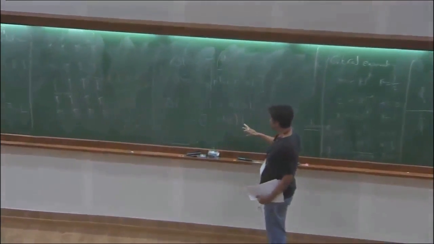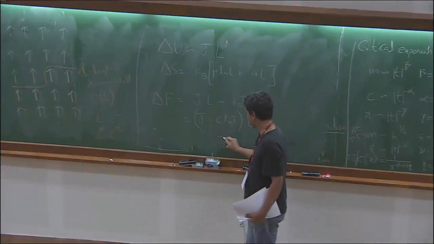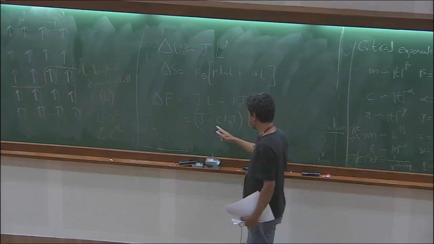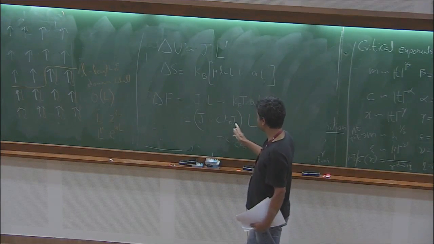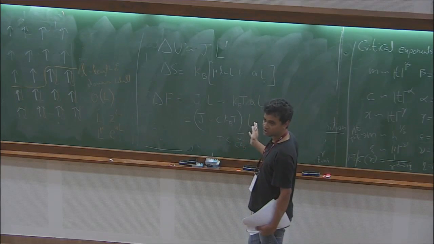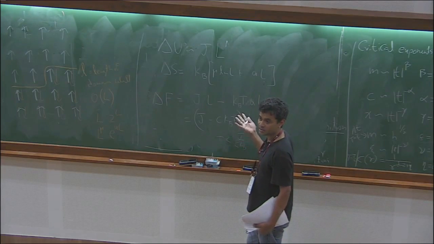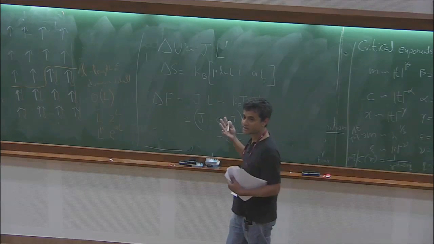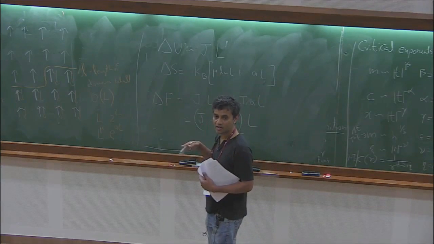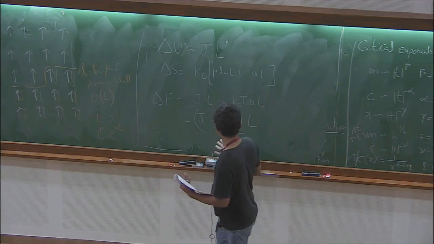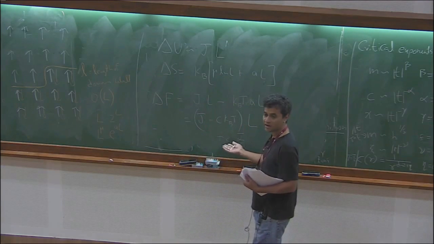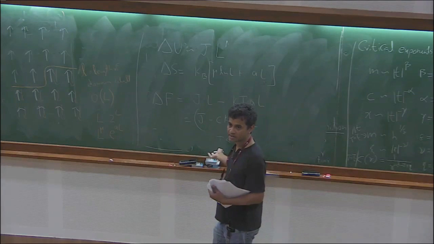So now if T is less than something, let's say J by C K_B, then of course this is positive. So then it costs energy, right? It costs a lot of energy to create this excitation. So then you will never have this kind of excitations and it will stay in the ordered state. Okay. So this kind of argument already says that there should be a T_C.